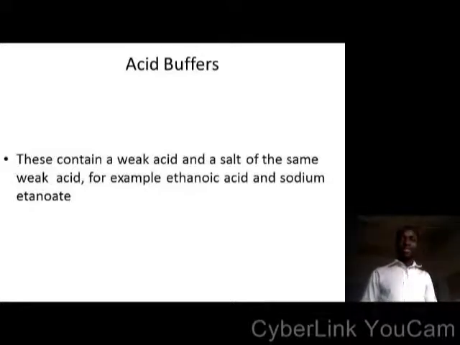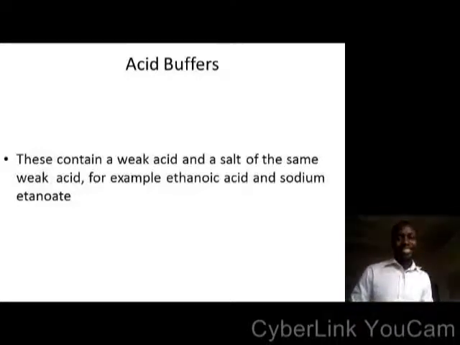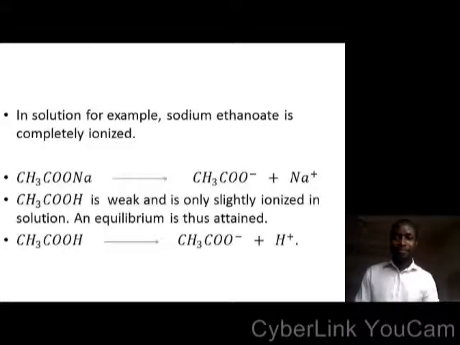Example of a weak acid is ethanoic acid. Ethanoic acid is CH3COOH. A salt of that weak acid, so the salt of ethanoic acid, an example is CH3COONa, that is ethanoic acid and sodium ethanoate. Let's move on to the next slide.